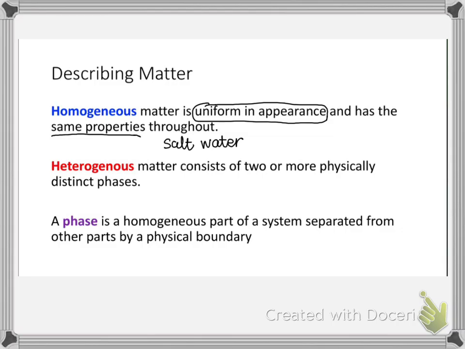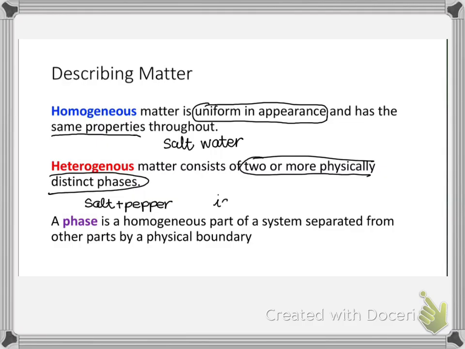Now the word heterogeneous, it consists of two or more physically distinct phases, or I like to think of regions. So this is something where you can see the different components of whatever you're looking at. It could be something like having salt and pepper together. That would have distinct regions. Or it could be something where you have the same substance, but you have ice and water together. Ice water could also be described as heterogeneous because you have an ice cube, which I can see is independent of the water that it's in.